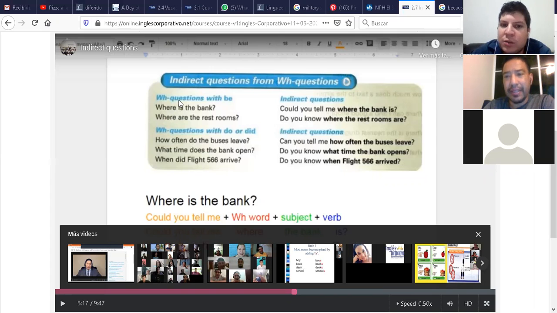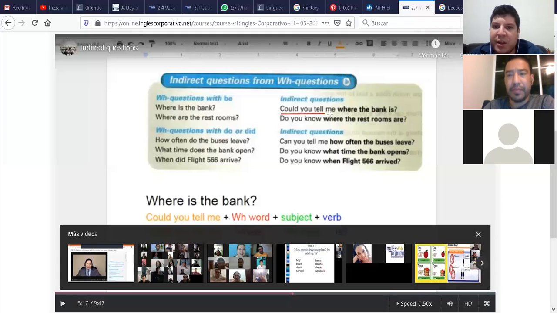Where the bank is. So this is the direct question: Where is the bank? The only difference that we are going to have in this structure, guys, is that you are going to add the phrase, could you tell me, do you know, etc. And what you're going to do is send the verb to be to the end. That's it.